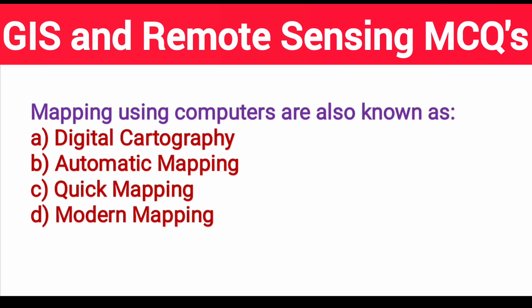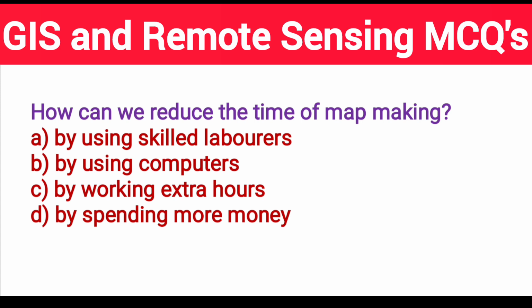Next question, mapping using computer also known as option A digital cartography, option B automatic mapping, option C quick mapping, option D modern mapping. So the correct answer is option A digital cartography. Next question, how can we reduce the time of mapping making? Option A by using skilled laborers, option B by using computers, option C by working extra hours, option D by spending more money. So the correct answer is option B by using computers.